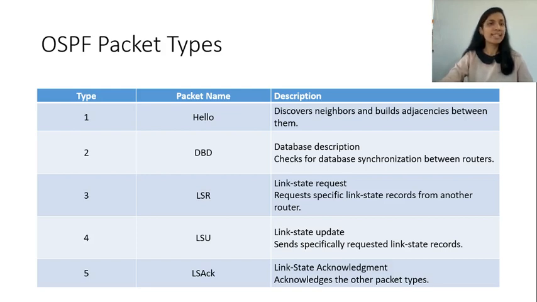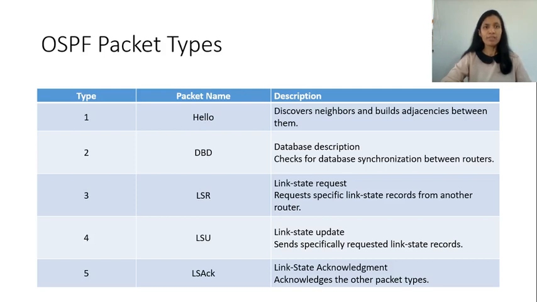Next, let us move on to understand the types of packets which are used by the OSPF routers. Whenever you configure OSPF on the routers, these routers are going to exchange some kind of advertisements with each other in order to form neighbor relationships and to exchange their link states so as to form the topology map. The different types of packets used by OSPF routers include the hello packet. The hello packet is used to discover the neighbors and build adjacency between them. When you configure OSPF on the routers, the first packet that will be sent by the routers is the hello packet.